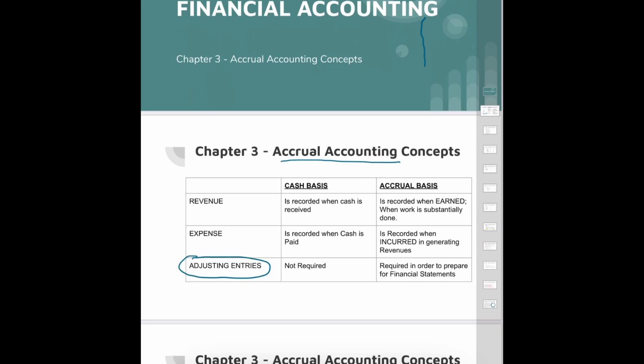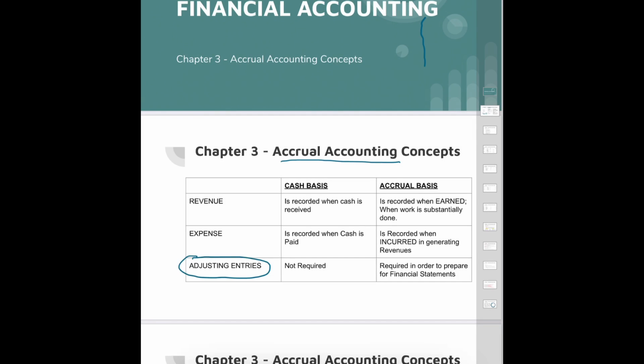Let's talk about adjusting entries. Adjusting entries are usually made on the last day of accounting period. Accounting period can be a month, a quarter, semi-annual, yearly. So whatever period for which you are doing the financial statements, the adjusting entries are made on the last day of that period, just before doing the financial statements.